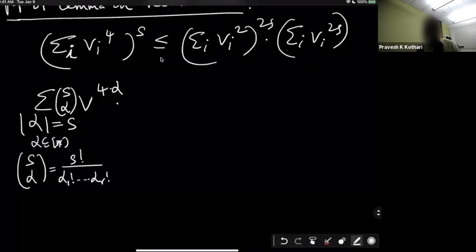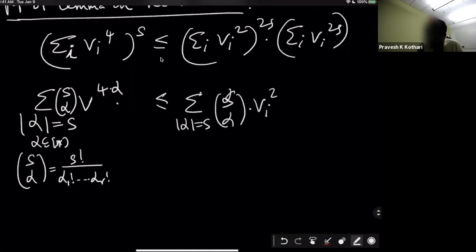So does it make sense? This is the multinomial expansion of the left-hand side, okay? And I'll do the same thing on the right-hand side. I have a sum over all alpha. This time I have S choose alpha, but I have something raised to 2 alpha because I have a square sitting in there, and then I have v_i to the 2s.